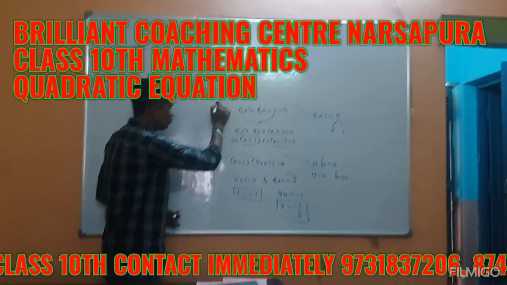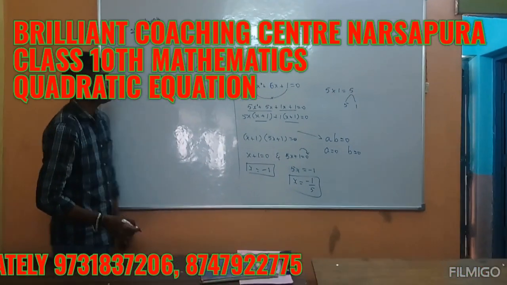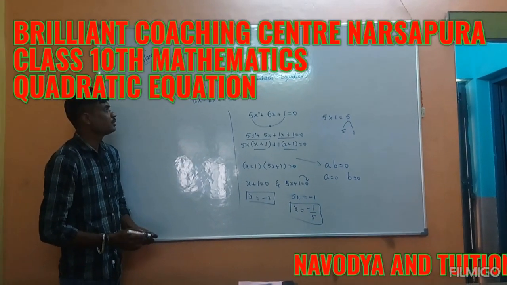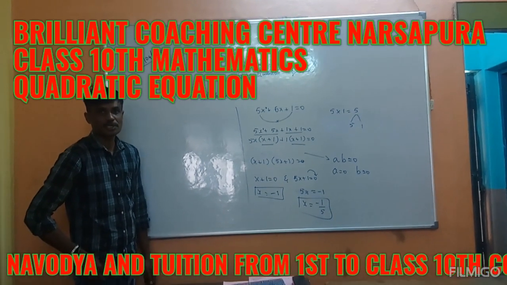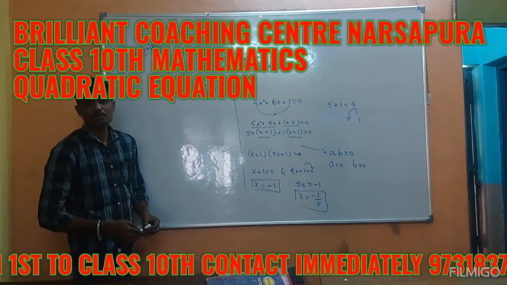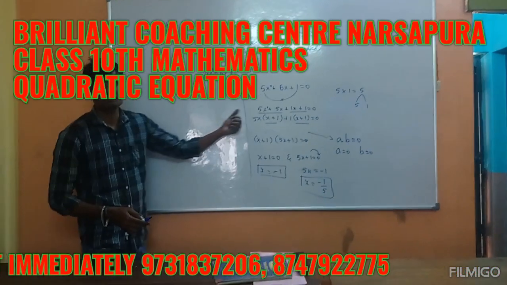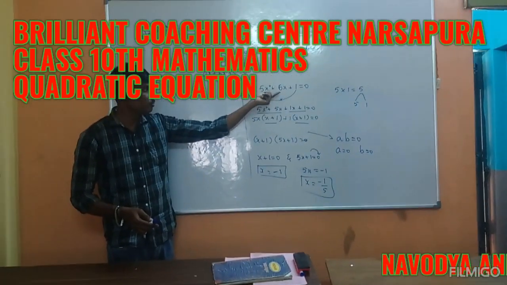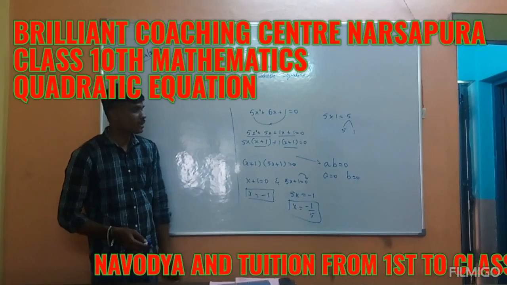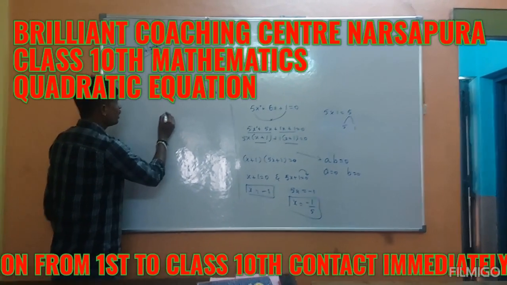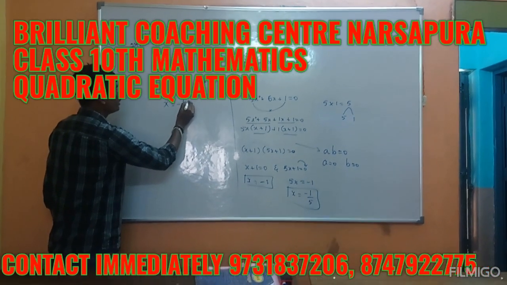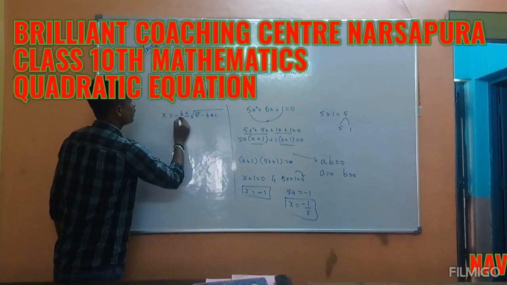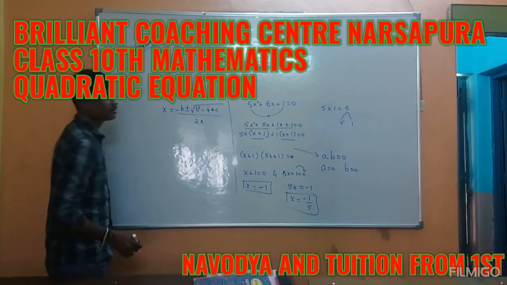Now one more method is also very important here. What is that? The formula method. Especially for class 10, whether ICSE, CBSE or state board, questions are given to be solved using the formula method. What is that important formula? When we cannot factorize, we can use the formula. x is equal to minus b plus or minus square root of b square minus 4ac, divided by 2a.